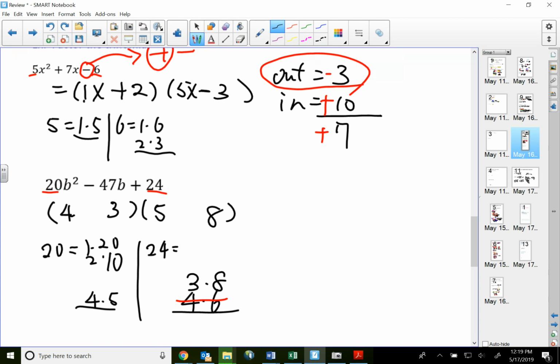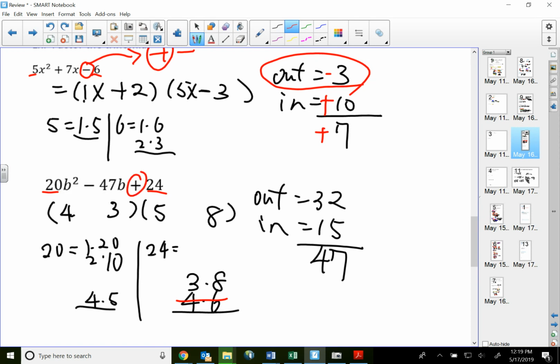And a lot of the time, once you do this long enough, most students will just do this in their head. They can just put the 4 and the 5 at the beginning and begin to multiply and add and subtract in their head about the inner and outer. So right now, my outer is going to be 32. My inner, 3 times 5, is going to be 15. Can 32 and 15 combine to give me my 47 in the middle? Yes, I can, if I add them.